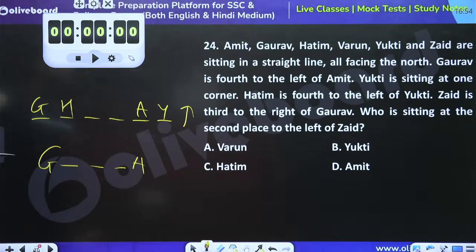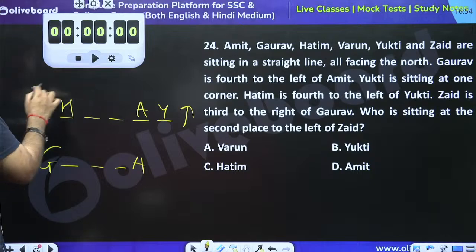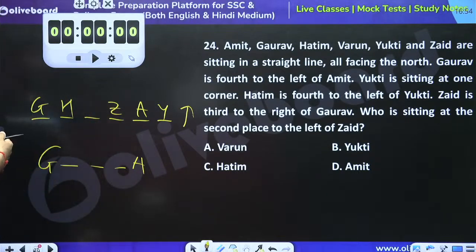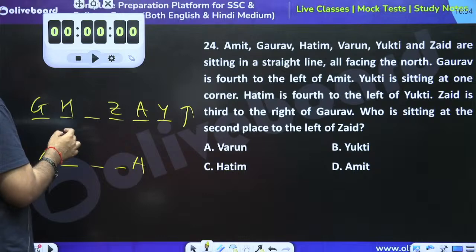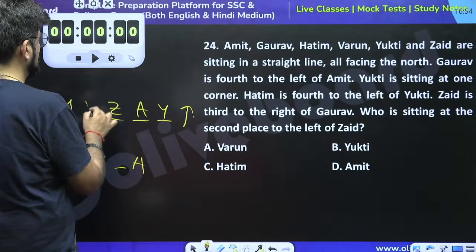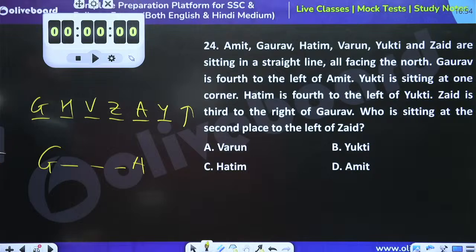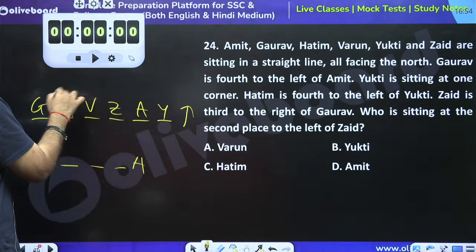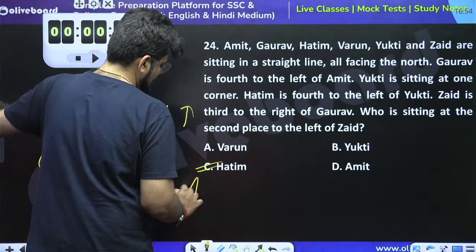Correct? Zaid is third to the right of Gaurav. Gaurav 1, 2, 3. Zaid is here. And there's only one person left. That is, who's left? Varun. Now the question is, who is second place to the left of Zaid? Zaid 1, 2, Hatim. Option C is the right answer.